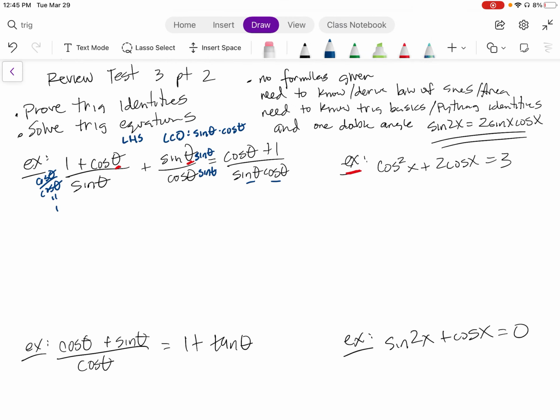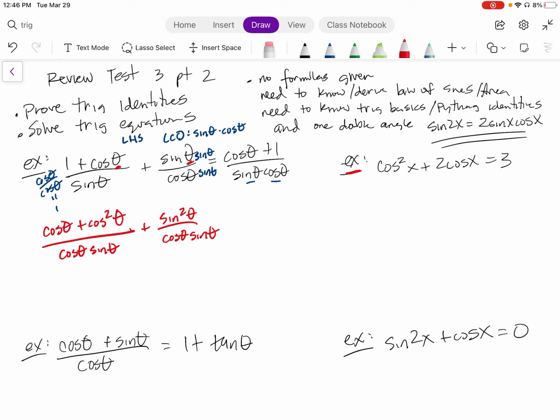That looks good. Cosine theta multiplied by 1 plus cosine theta in the numerator, I will get, let's switch colors here, cosine theta plus cosine squared theta, all over cosine theta sine theta. The next piece I'll have sine squared theta over sine cosine, cosine sine, either way.